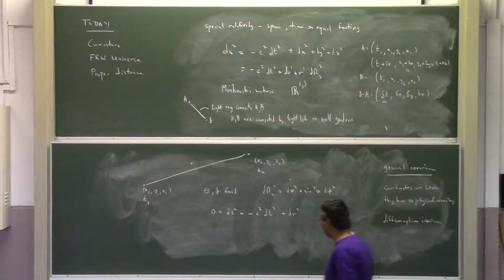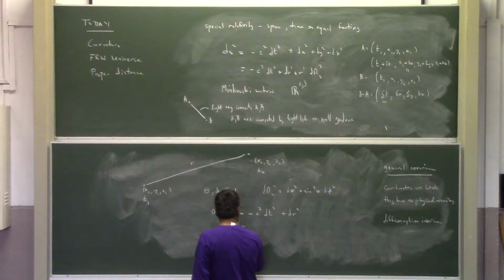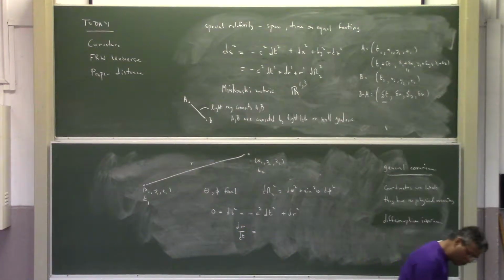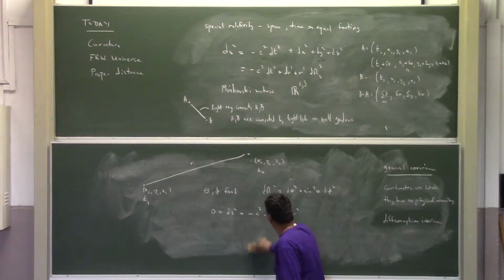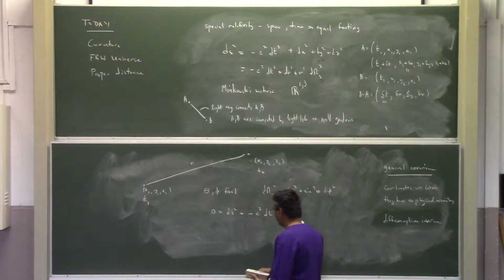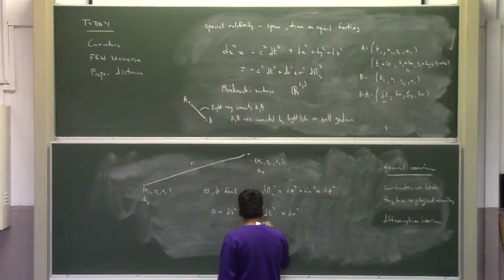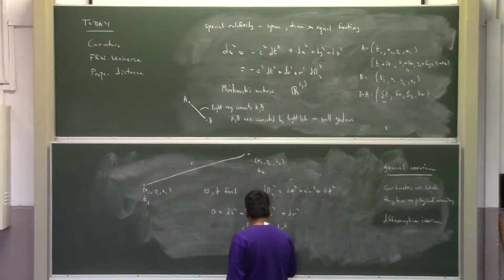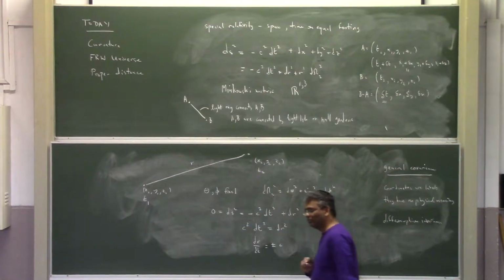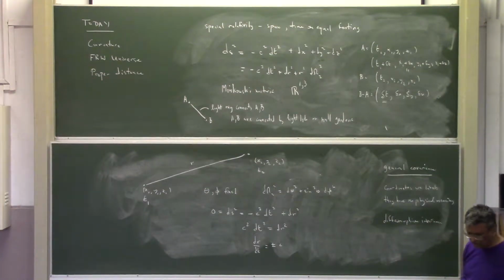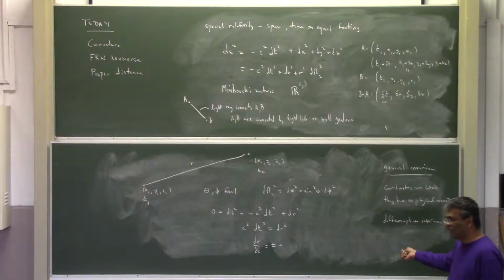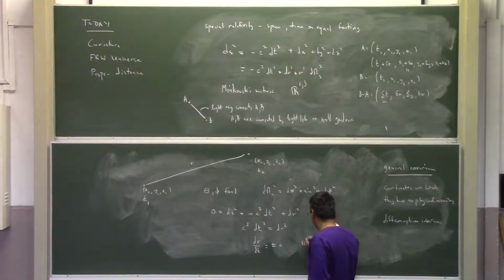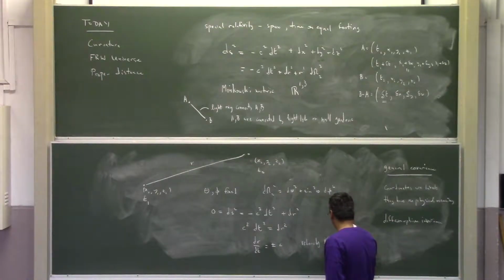So this tells us that dr/dt is, well, let me be a bit more slow about this. I bring this to the other side. I have c squared dt squared is dr squared, which I can write as dr/dt is plus or minus c. Okay? So that tells us the velocity of the photon is the speed of light, which is what we know. So velocity is the speed of light.